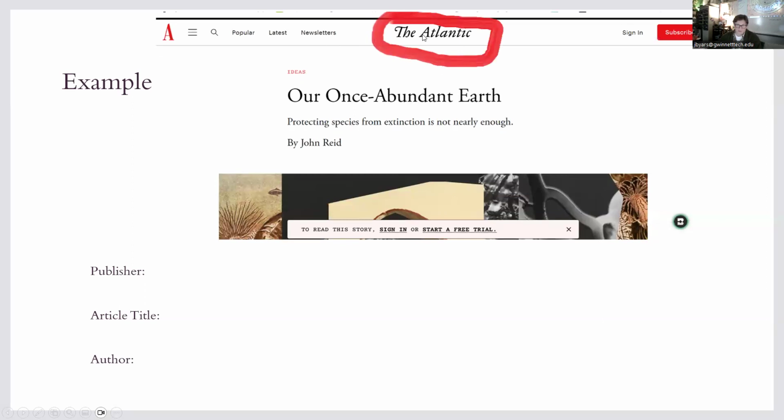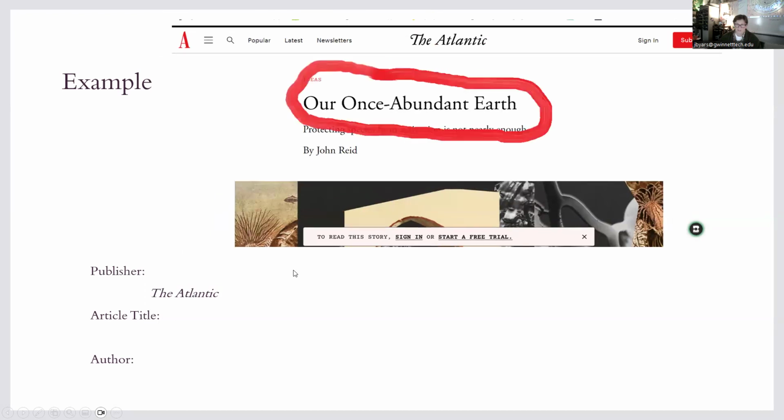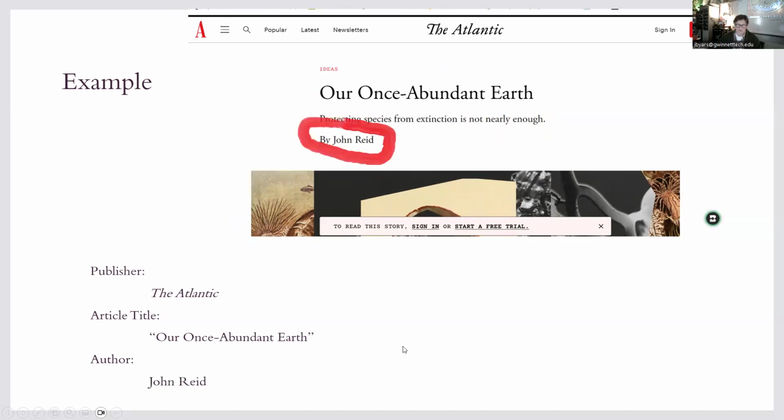And they did you a favor. They went ahead and made their title in italics. The Atlantic. The article title is "Our Once Abundant Earth." This, because it's a title, should be in quotation marks. "Our Once Abundant Earth," quotation marks. And this is written by, you got it, John Reed. Okay, so publisher, article title, author. Publisher, The Atlantic, in italics. Article title is in quotation marks. And then we have our author.